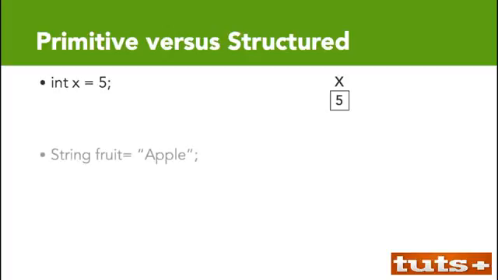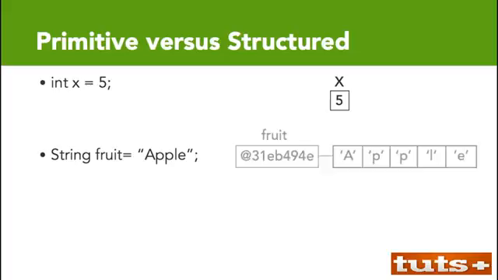Structured data types, such as a string that's called fruit and is set to the word apple, create a reference value or the address of the location in memory where the data exists. In this case, my variable fruit has the address @31EB494E. That's the hash code for where the data is located in memory.